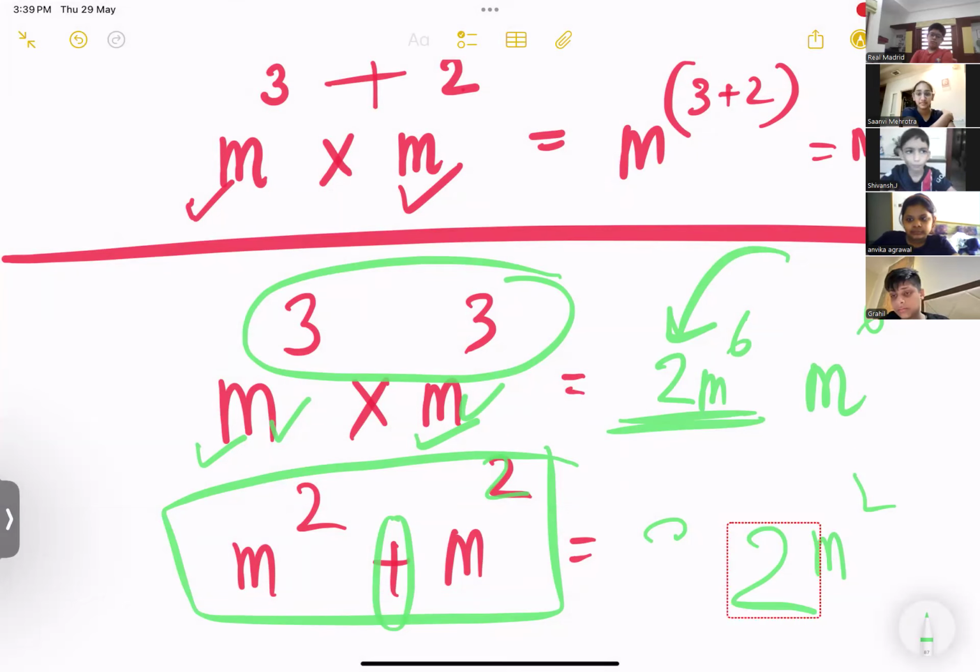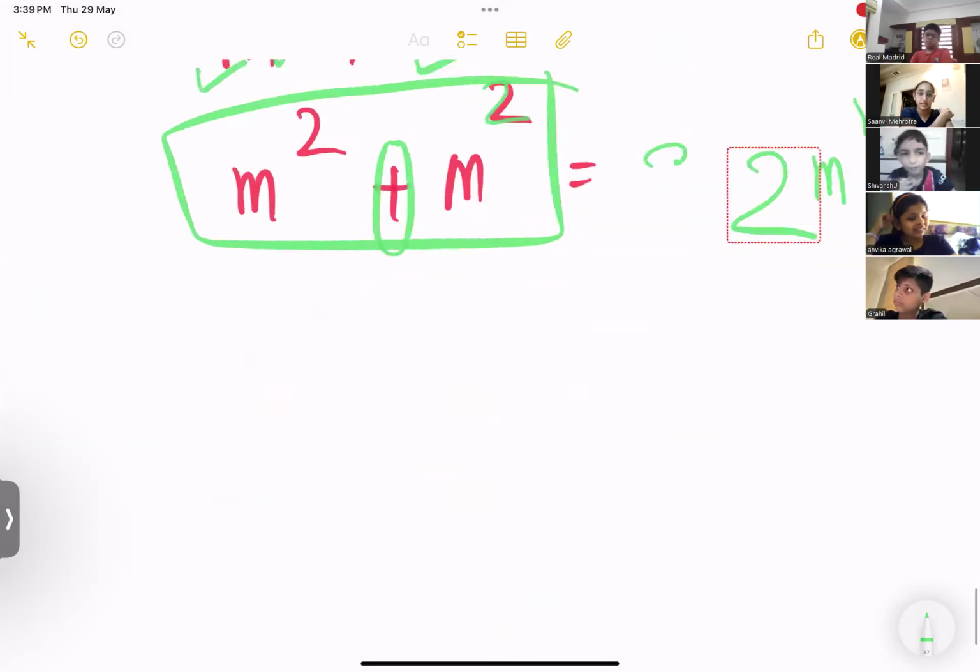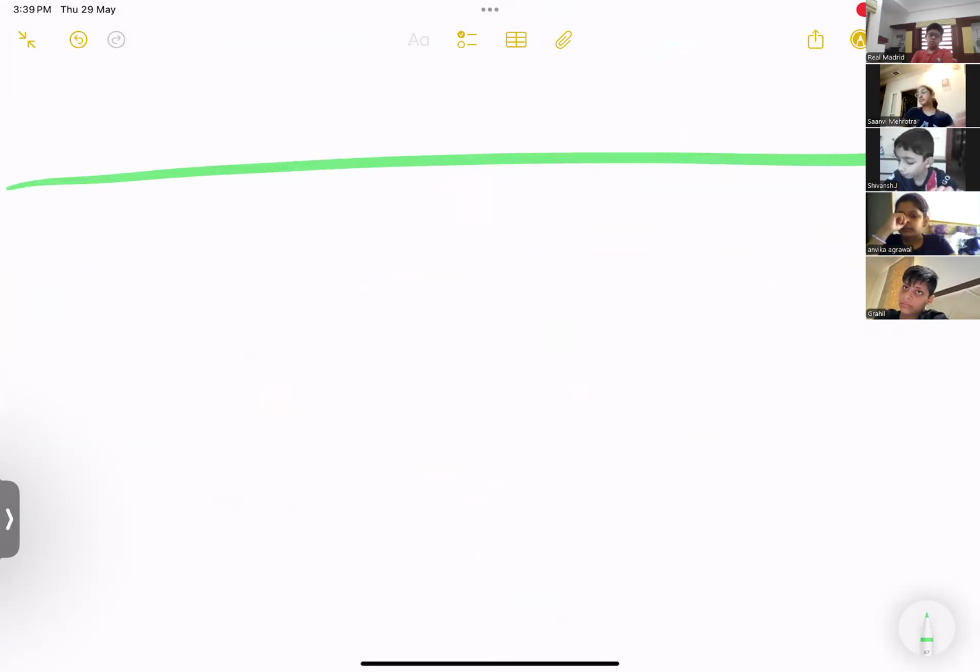The class is going to get over in 2 minutes. Anvika asks: we added the m, so it will be 2m, but for the square, should it be 2 into 2 or 2 plus 2? Wrong, Anvika. Please, everybody, because I have got multiple answers, listen to the concept again. Follow how I'm explaining.